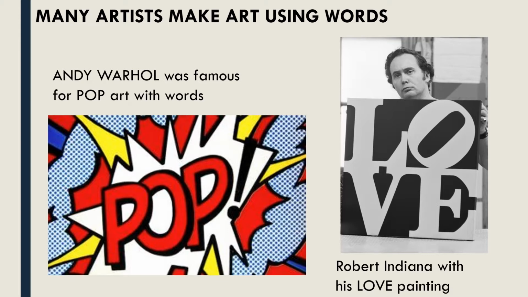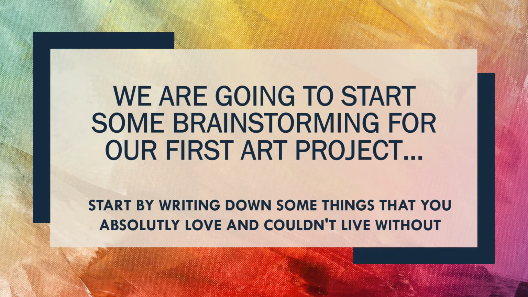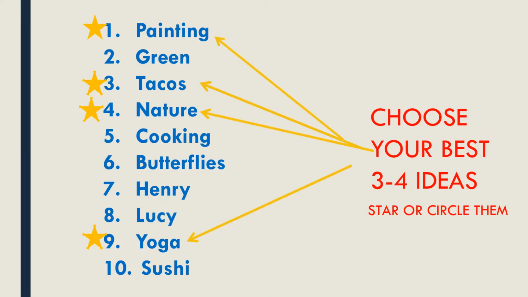And we've already done our creative brainstorming and wrote down all the things that we love, and we tried to narrow it down to a few that we just could not imagine ourselves living without. And those are the words we're going to be using for this piece of art. As you can see, I made a list of 10 ideas, and then I chose 4 that I really wanted to include in my artwork. So I put a star or a circle next to those.